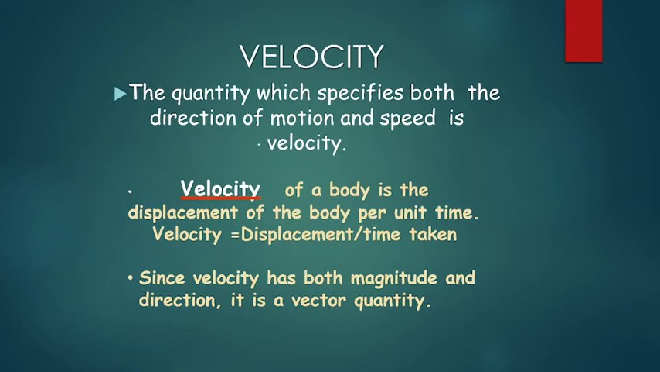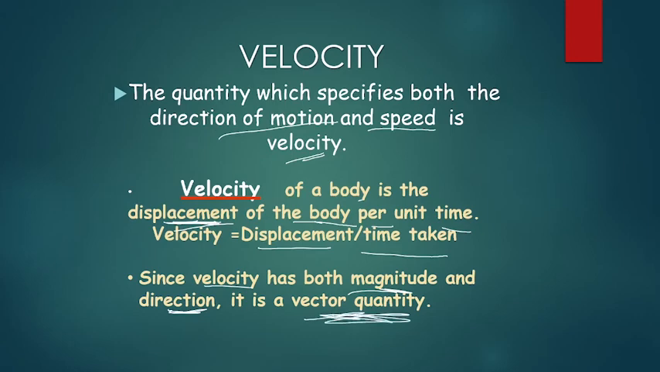Now let us see what is velocity. Velocity is the quantity which specifies both direction of motion and speed. So velocity is the displacement of a body per unit time. I am telling once again, velocity is displacement of a body per unit time. So velocity equals displacement by time taken. Since velocity has both magnitude and direction, it is a vector quantity.